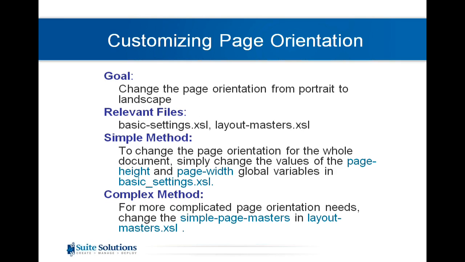So the first question is always, what are the relevant files, like we did last time? Which files control how the page looks? And as a result, which files do we need to change to make it look different? In this case, it's not that intuitive. There are two relevant files. One is the basic settings file, which we discussed way back two webinars ago, which has a lot of very handy, as the name indicates, basic settings, which make it pretty easy to change different aspects of the PDF output.